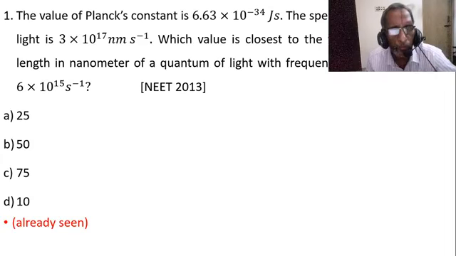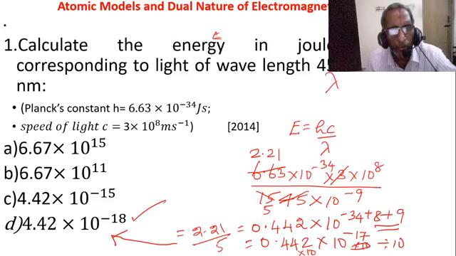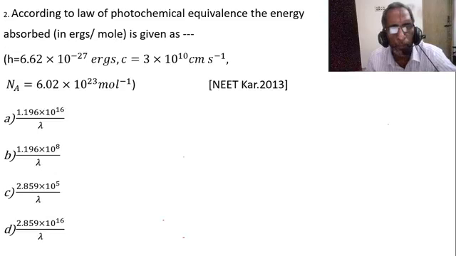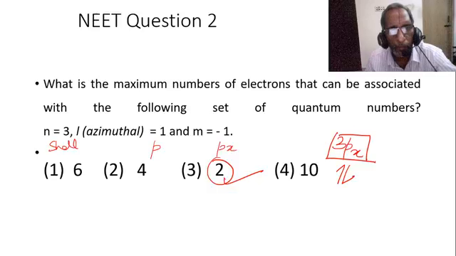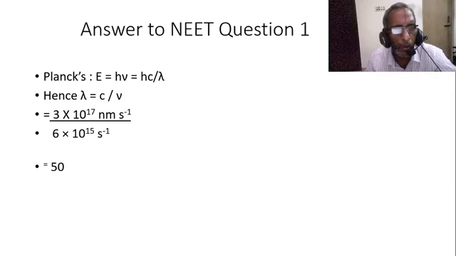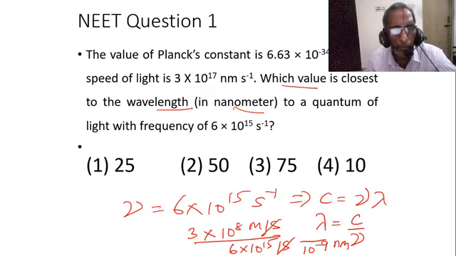Similar sum. The quantum of light frequency is given as 6 into 10 power 15 and the wavelength is asked. The same question, instead of 45 it is given as 50. We have already seen this question.